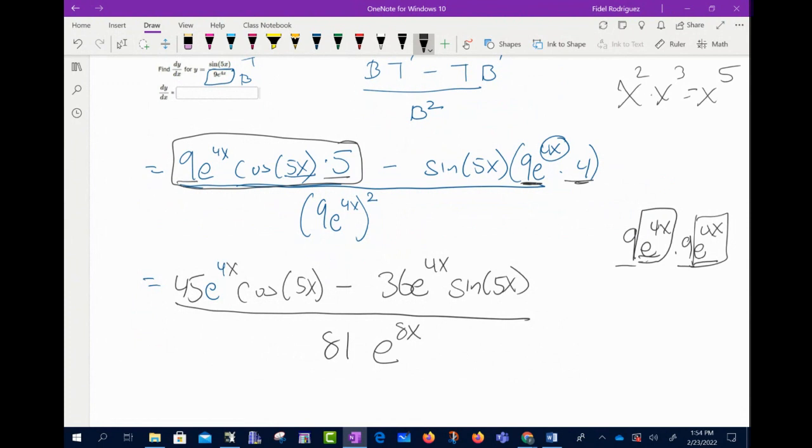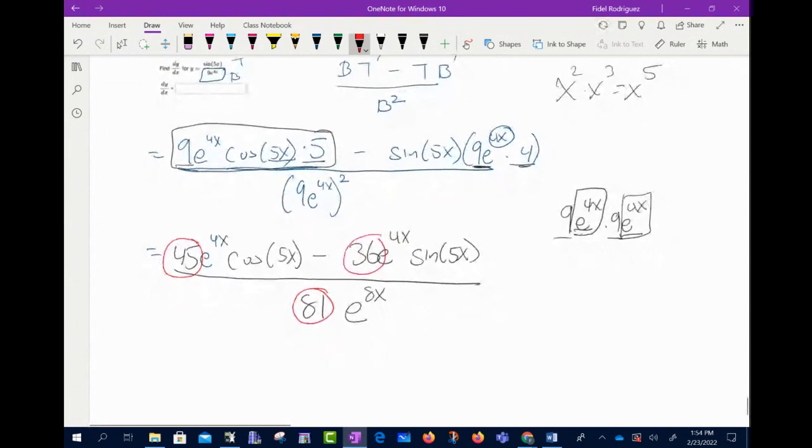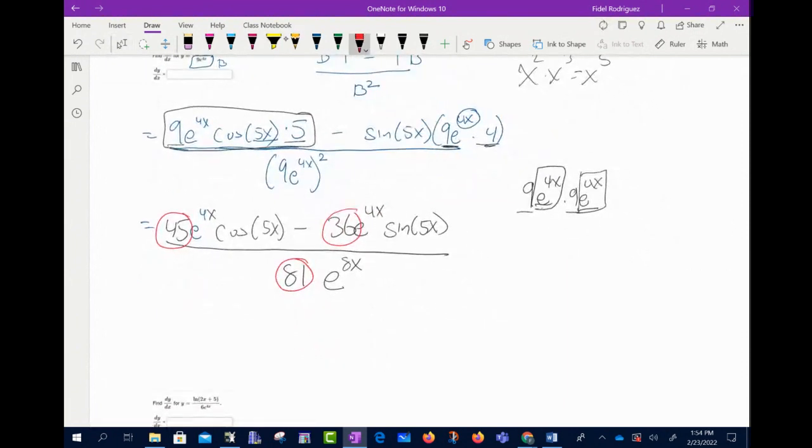Guys, about the only thing I would do at this step, and the only reason I'm doing this is because I can see it. What can we divide all those numbers by? Okay. So 9 goes into 45, 5e to the 4x cosine of the 5x minus 4e to the 4x sine of 5x all over 9e to the 8x.